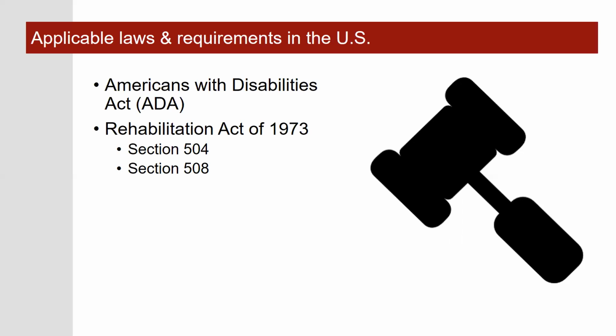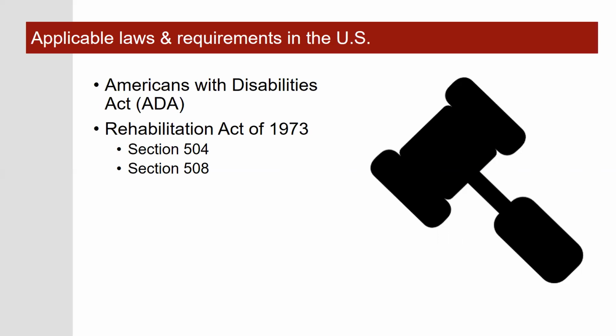The ADA is comprehensive civil rights legislation that protects people with disabilities from discrimination in public services, programs, and activities. And while the ADA doesn't explicitly address web accessibility, it does require that state and local governments and businesses and nonprofit organizations that serve the public communicate with people with disabilities as effectively as people without disabilities.